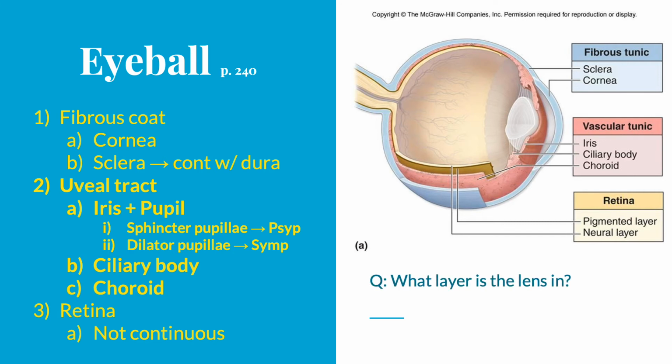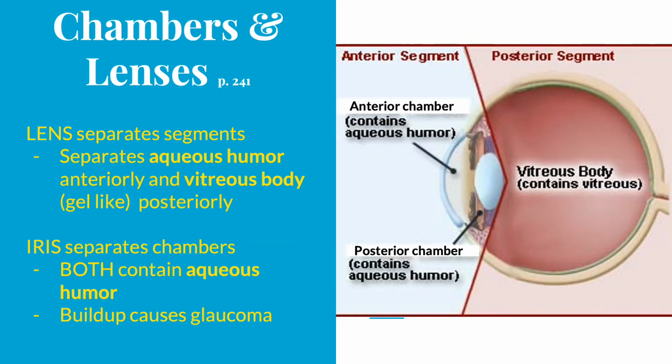All right, so we have all this list, and this is a common test question and it messes a lot of people up. So what layer is the lens in? None. The lens does not belong to any of the layers of the eyeball. So definitely know that. Typically a true-false question, I believe, and just be confident. The lens does not belong in any of these layers.